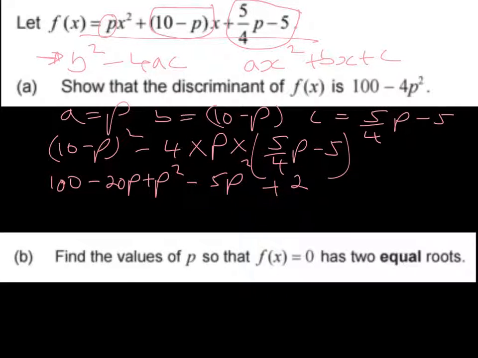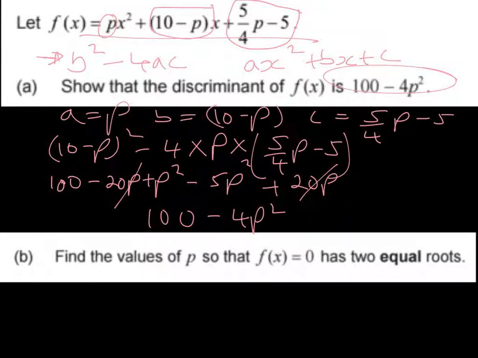plus 20p. So therefore, the negative 20p and the positive 20p will cancel out, and we will be left with 100 minus 5p squared plus p squared, which is going to give us the minus 4p squared that we are asked to show in the question.